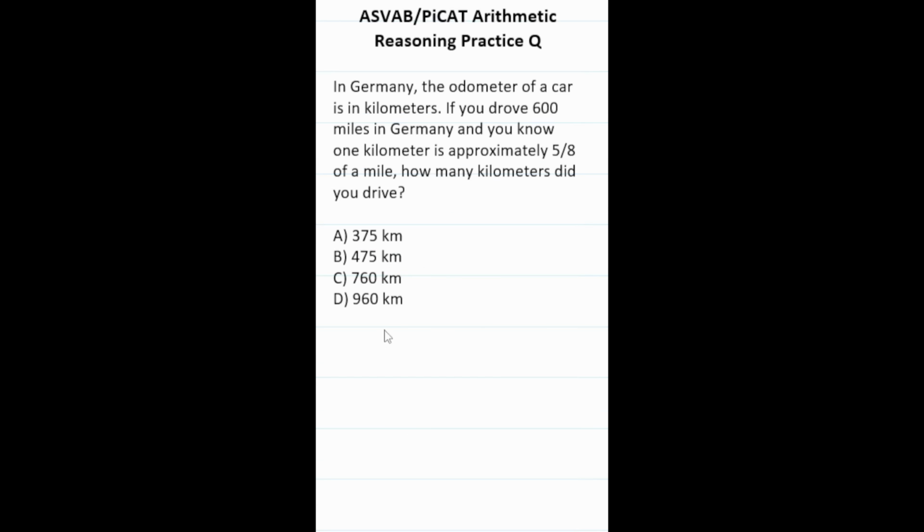PiCAT arithmetic reasoning practice test question. We're told that 1 kilometer is approximately 5/8 of a mile. We want to know what the equivalent amount of kilometers is if we drove 600 miles. So we can use a proportion to solve this one. Again, this amount's unknown, so we'll call it x. Let's solve this via some simple cross multiplication.